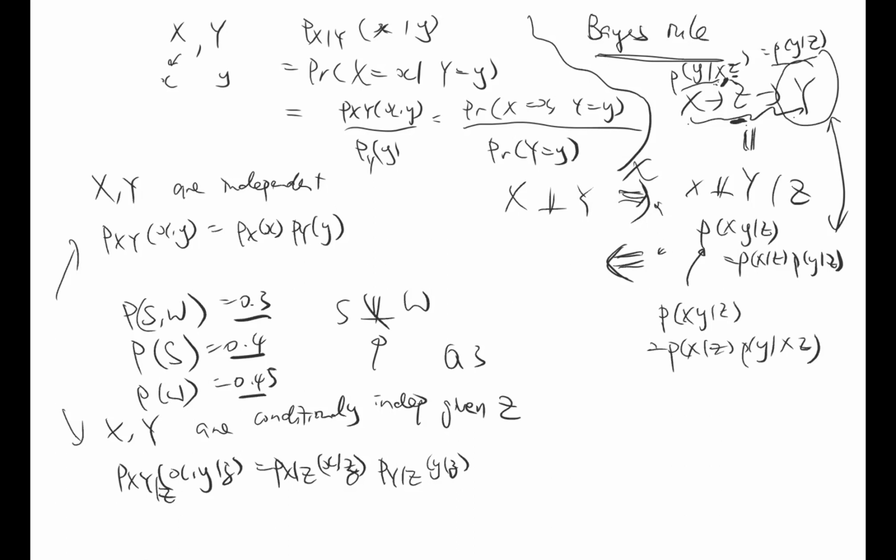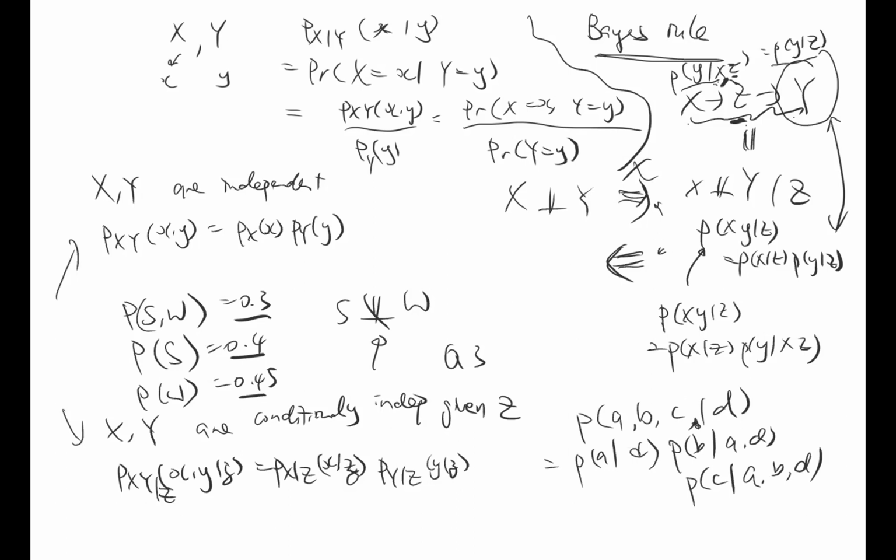So actually, it is always quite useful to use Bayes rule as a chain rule. When you have a bunch of random variables, let's say P(A, B, C given D), this is P(A given D) first, then P(B given A and D), and then times P(C given A, B, and D).